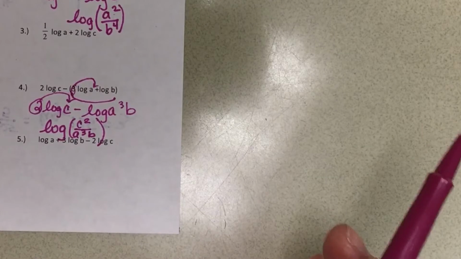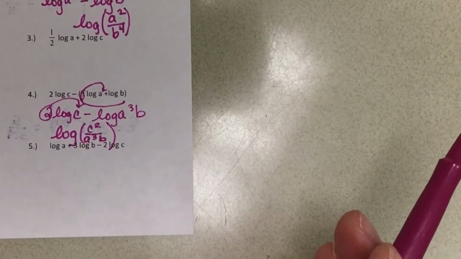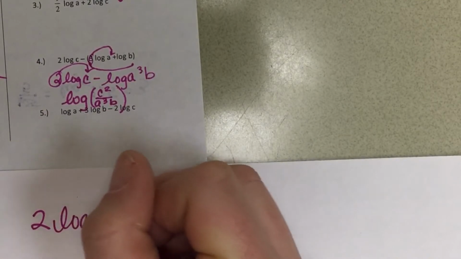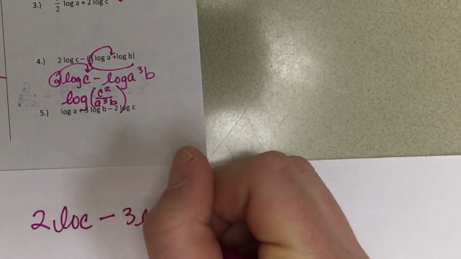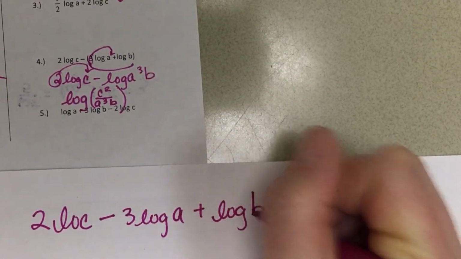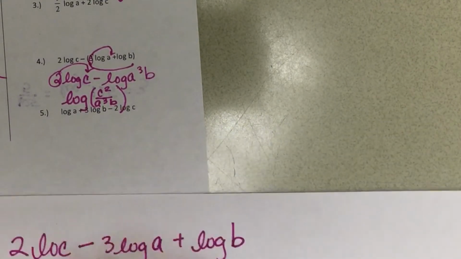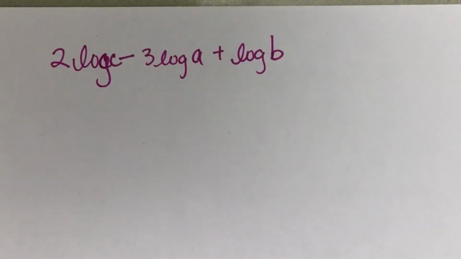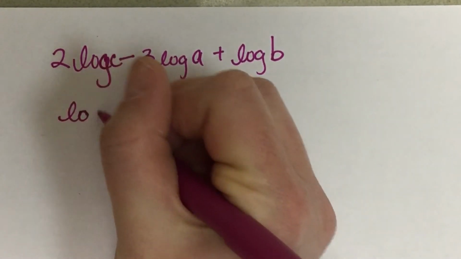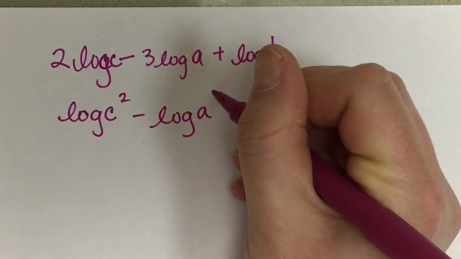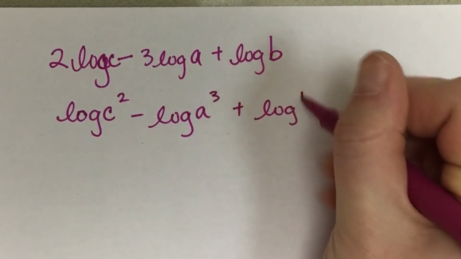But what I want you guys to see is what this same problem would have looked like without those parentheses. So if I gave you guys 2 log c minus 3 log of a plus log of b. Whoa, look at that, log of c. I think I forgot something. Okay. So when I go to do this one, again, I'm just going to move my exponents. So I have log of c squared minus log of a cubed plus log of b.